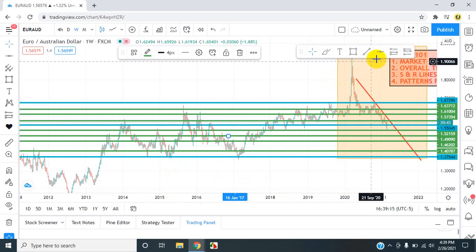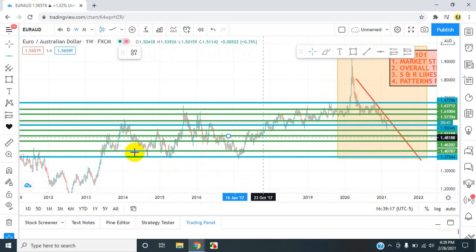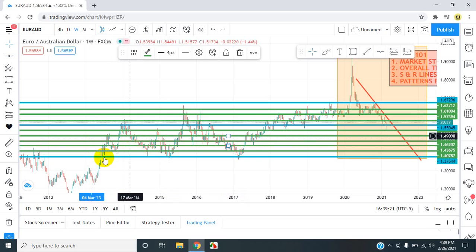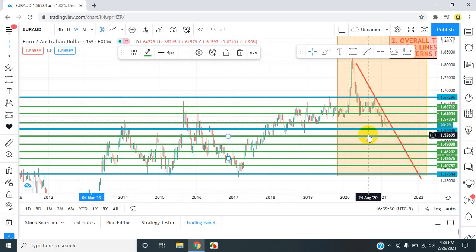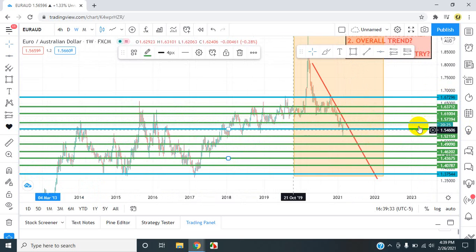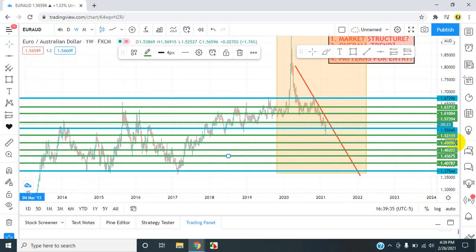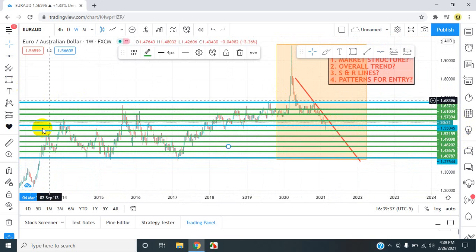We may have one more area of a peak here. Something's going on here. That looks perfect. Okay, so that will be our SR lines on the lower time frame. Let's take a closer look and see what's going on in this area on this time frame.